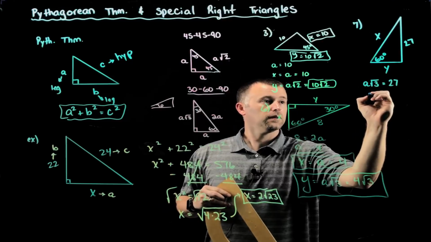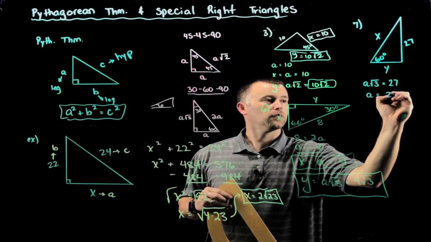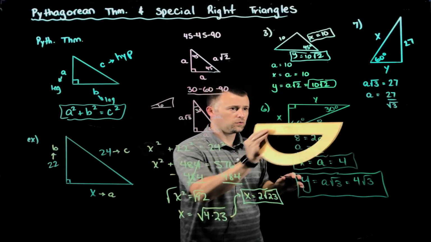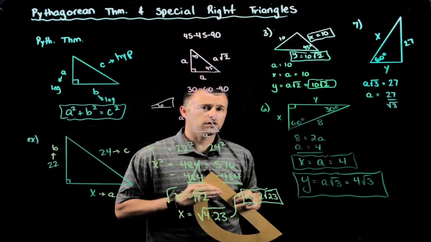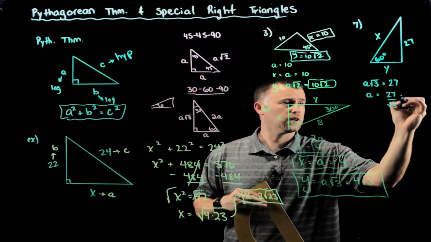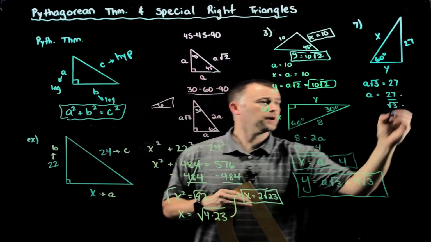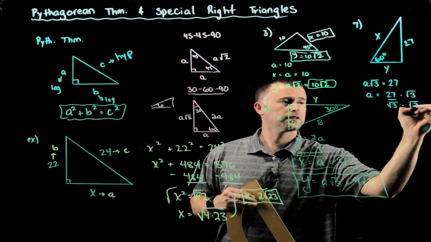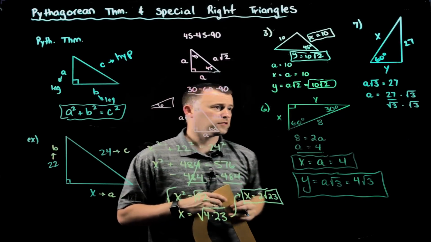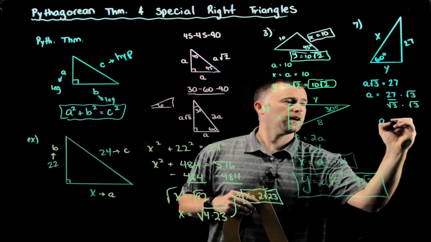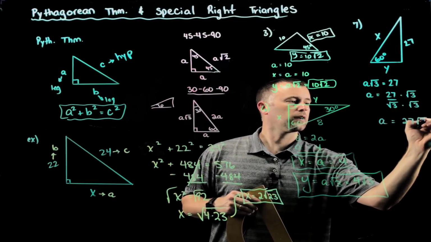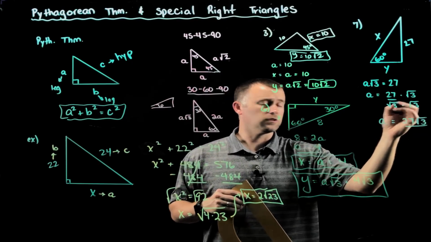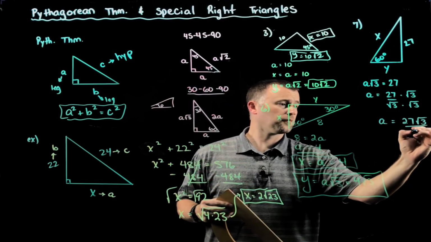So I'm going to divide both sides by the square root of 3, which leaves me with this. Once you have that, we need to rationalize our denominator. If you remember how to rationalize the denominator, we multiply the top and the bottom by this radical. This is just a part of the simplification process. So I multiply the top and bottom by the square root of 3, and I end up with a equals 27 radical 3 divided by radical 3. Those cancel. You can also write it as the square root of 9, but it's 3.